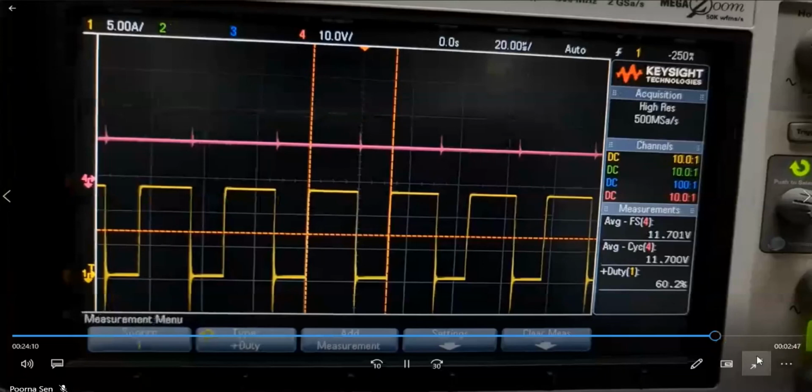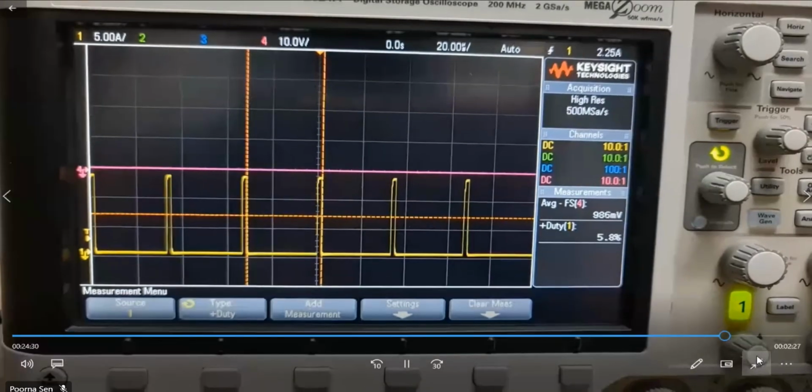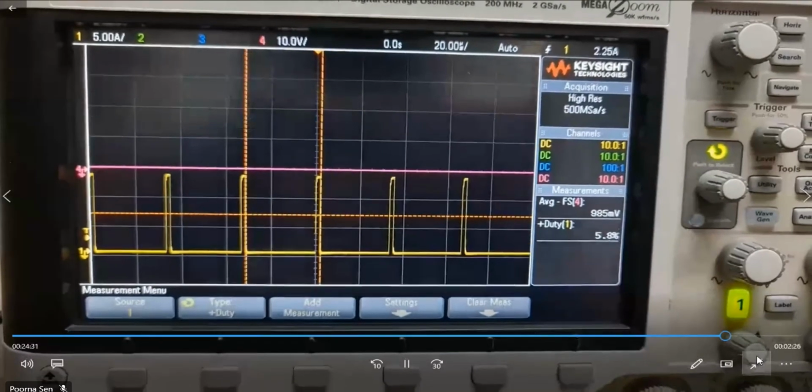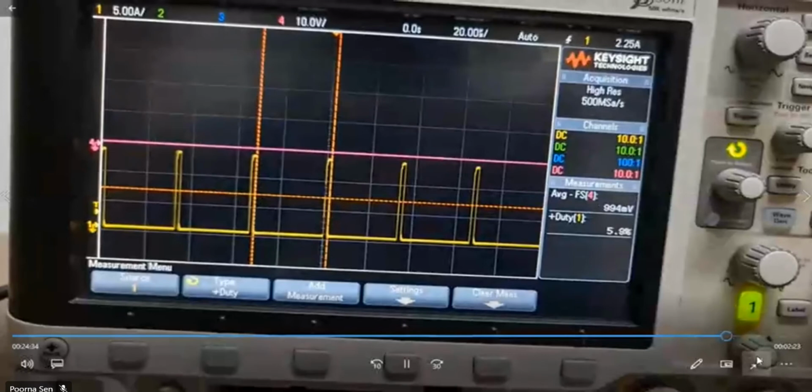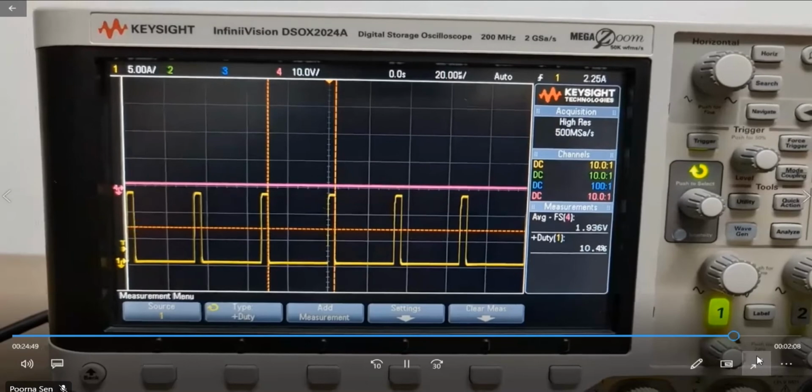So here the duty ratio is 5.8%. Output voltage is 994 millivolts and load current 10 milliampere. The duty ratio is now changed to 10.4%. The output voltage is 1.93 volts and load current is 25 milliampere.